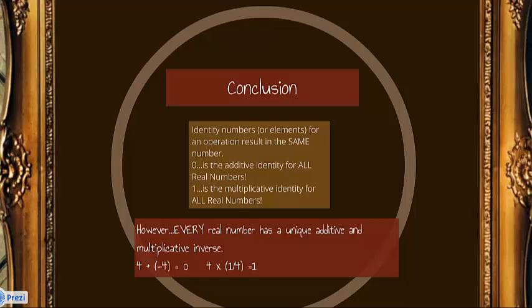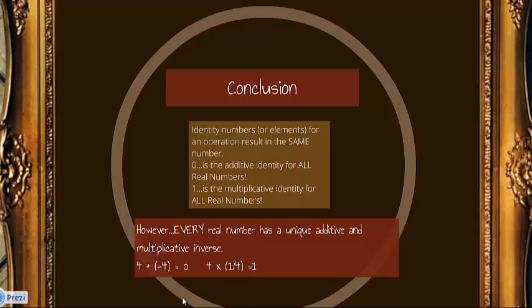Okay, so in conclusion then, identity numbers, which are sometimes called elements, the identity number for an operation results in the same number. So 0 is the additive identity for all real numbers, and 1 is the multiplicative identity for all real numbers. However, every real number has a unique additive and multiplicative inverse. Because 4 plus its opposite, -4, equals 0, that is a unique additive inverse. And because 4 times 1/4 equals 1, that is a unique multiplicative inverse.